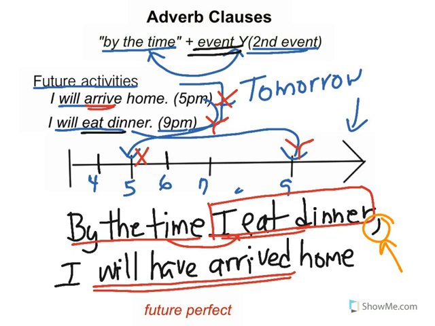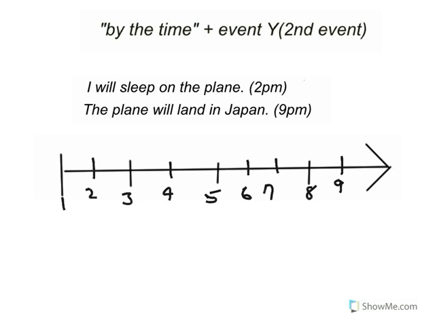Okay, let's go ahead and try an example on our own. So make sure now you have a piece of paper. Here are your sample sentences that you will combine. They're in the future, so let's pretend that these are going to happen tomorrow. Sentence 1 says, I will sleep on the plane. And this will happen at 2 p.m. The plane will land in Japan at 9 p.m.